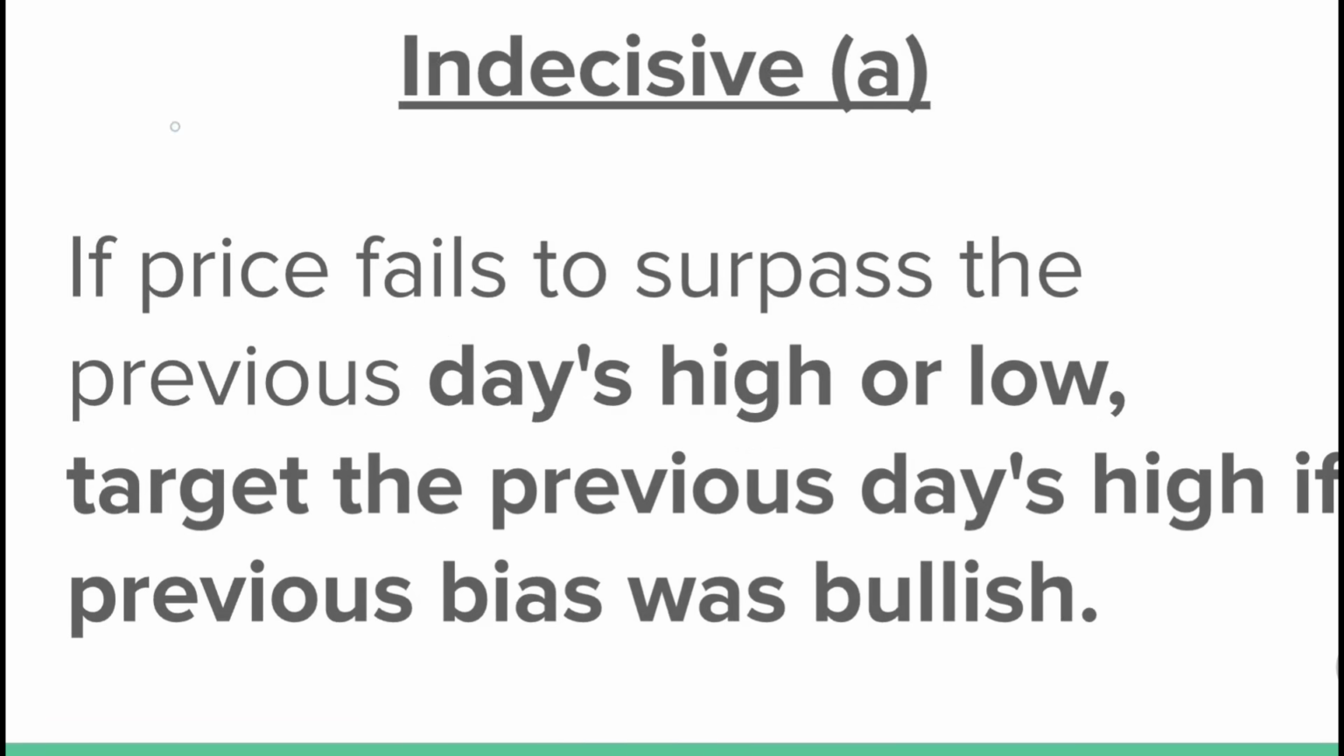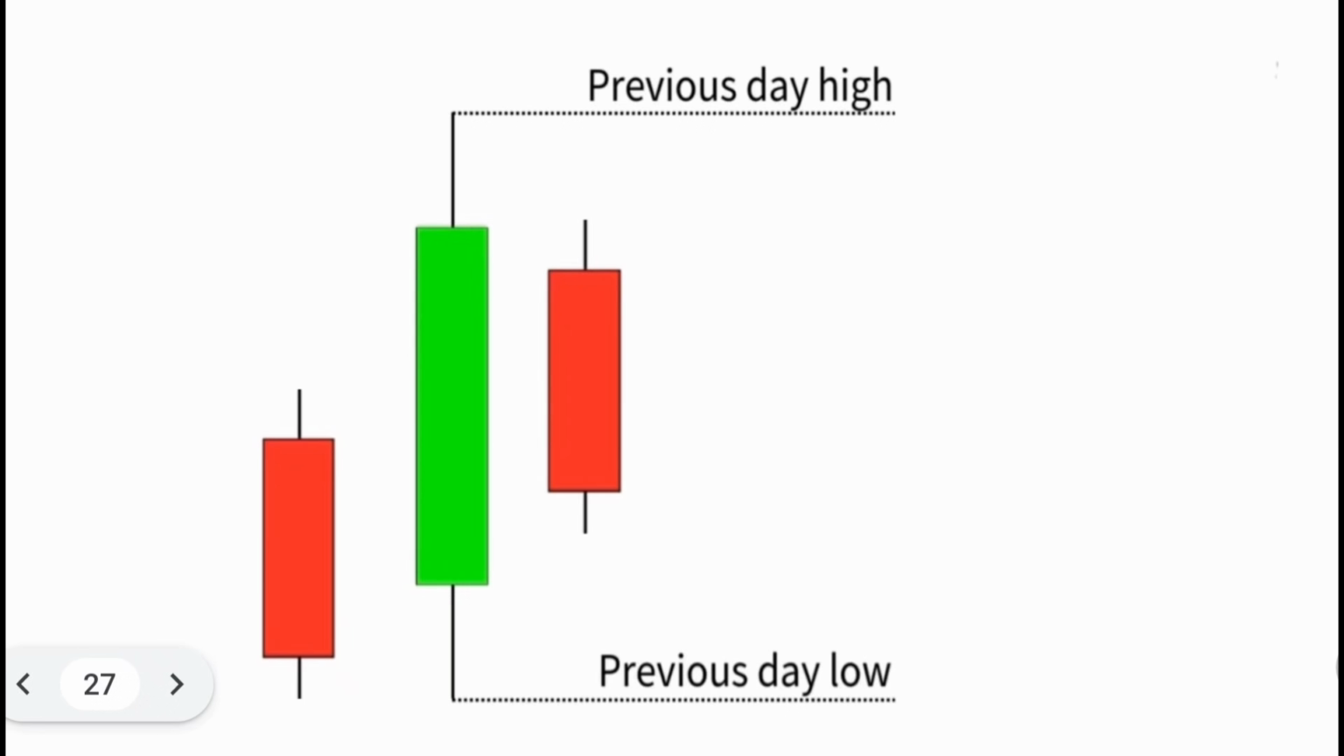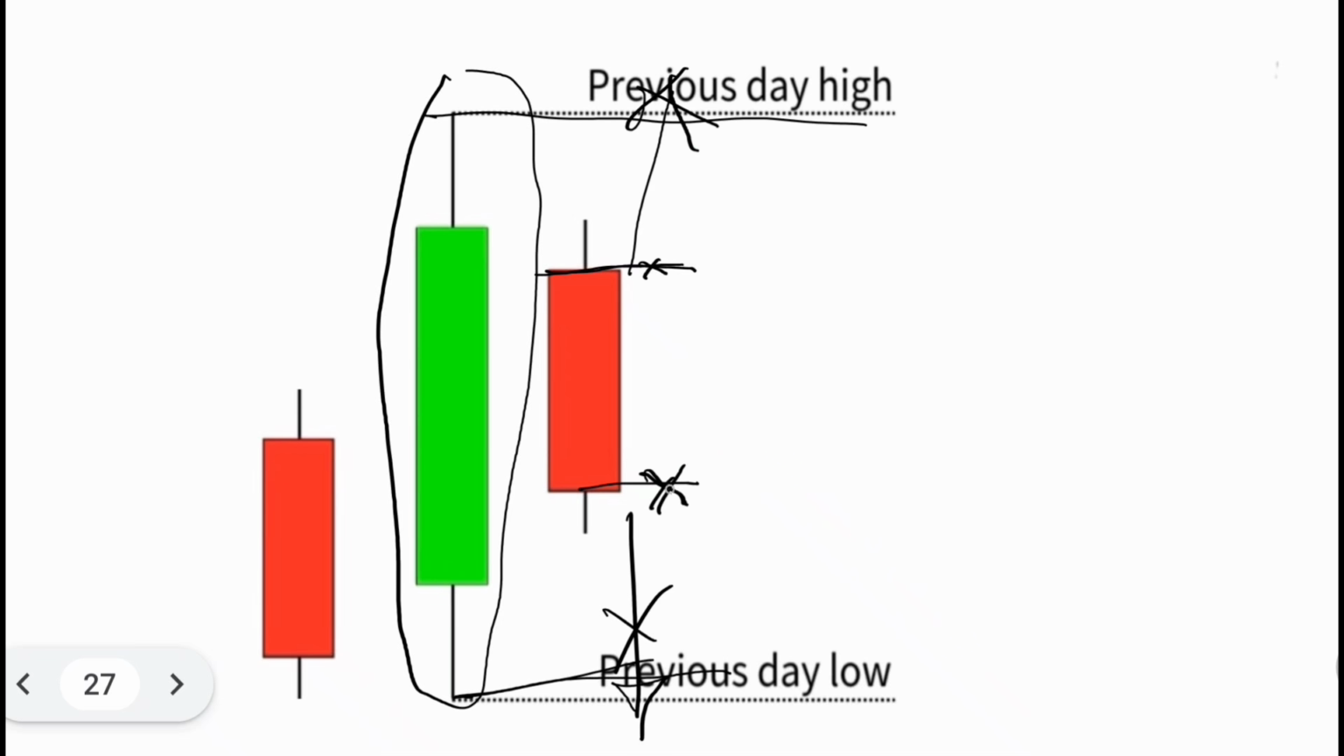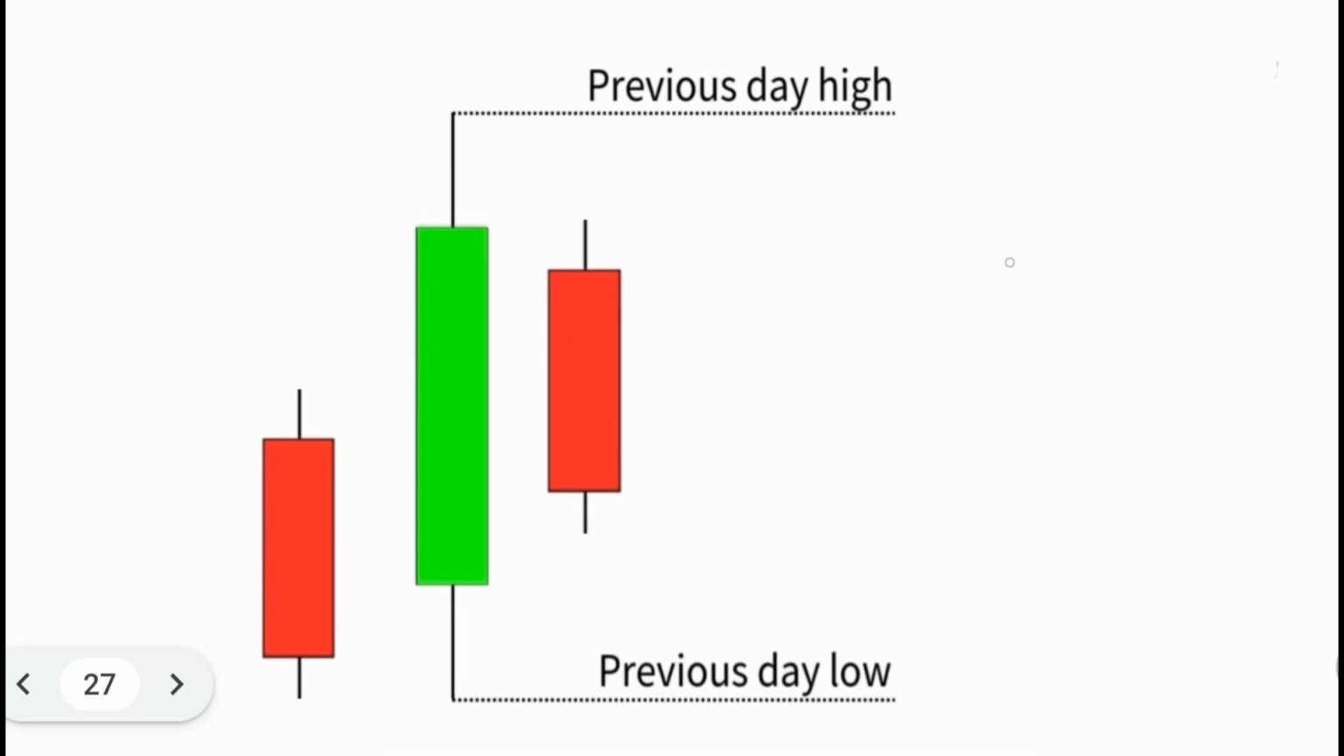That is, if the previous day's bias was bullish. Let us see clearly on the candle. What it means is this. For this day, this is the previous day's high and previous day's low. Now, this candle closed below. It neither took out the previous day's low nor the previous day's high. It closed within the previous day's high and the previous day's low.